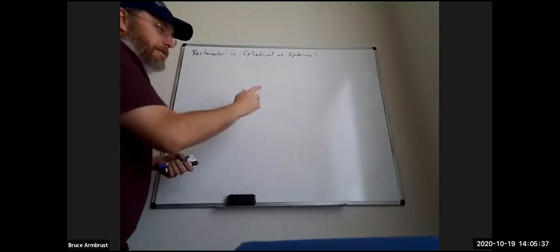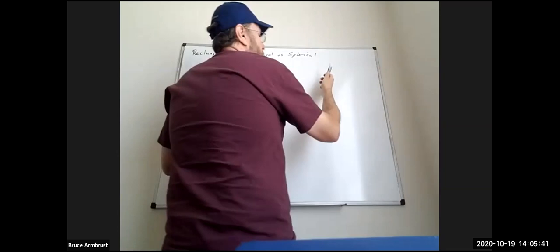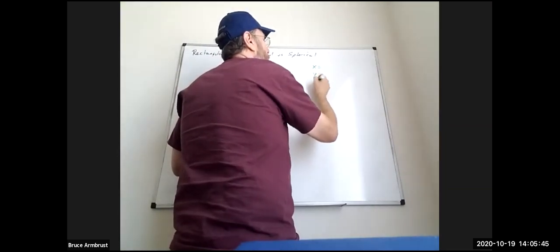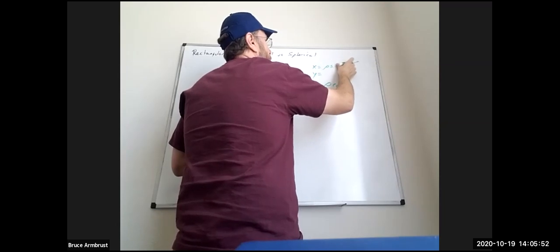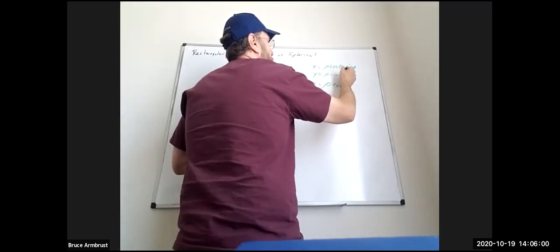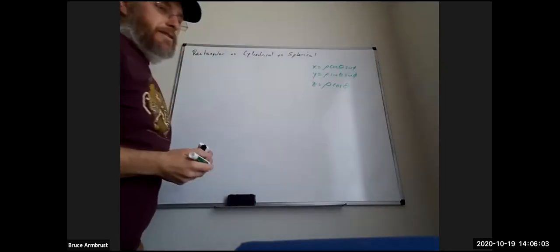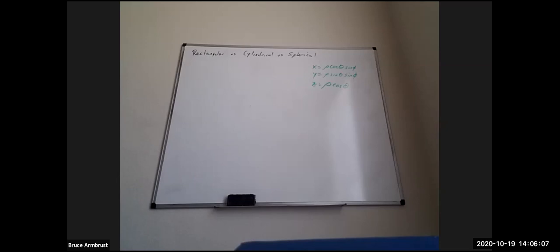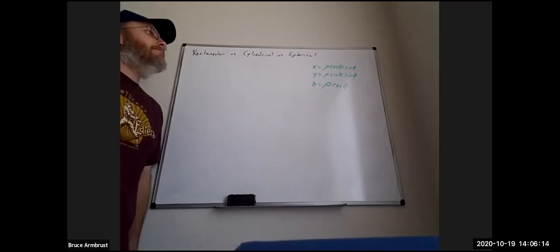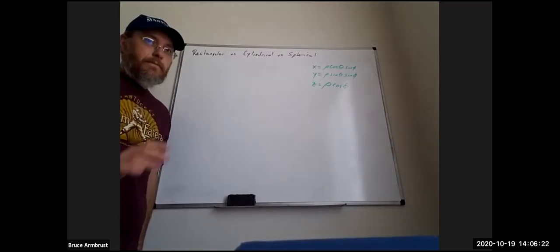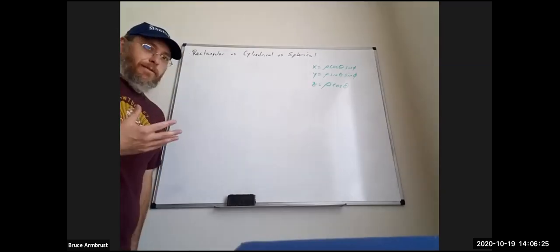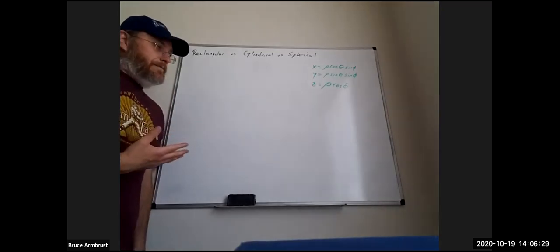So again, before we dive in, let me remind you of the conversions for spherical. Here are your conversions for x, y, and z in spherical coordinates. x is rho cosine theta sine phi, y is rho sine theta sine phi, and z is rho cosine phi. All of this comes from the geometry.